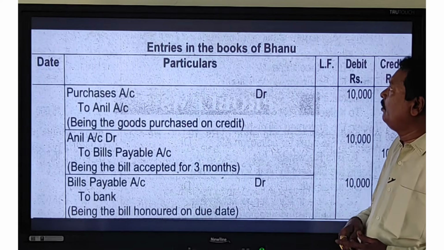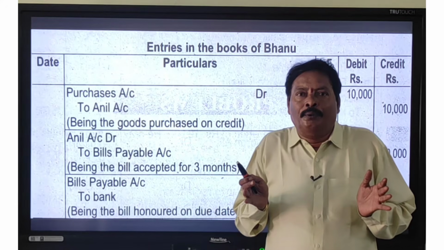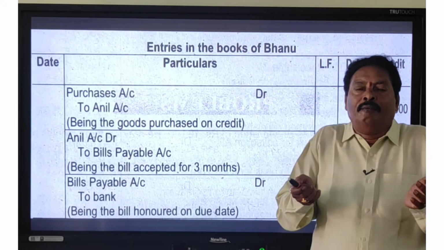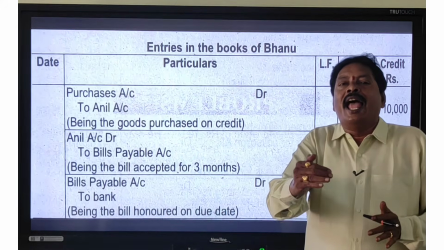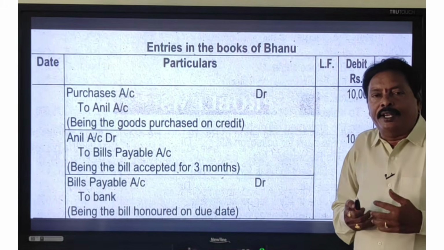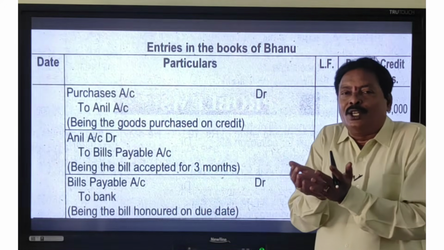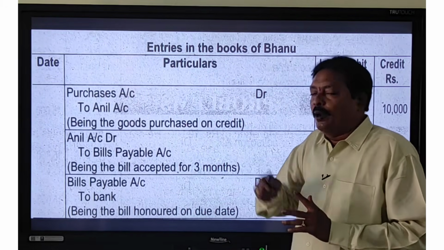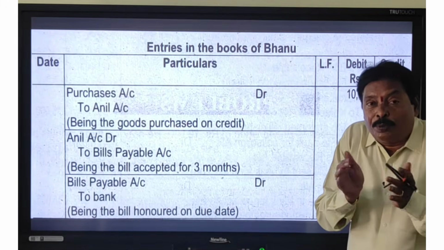Whereas in the case of Banu, now we are acting as Banu. We purchased goods from Anil. Whenever students write entries, at that time the student must feel as Banu. Now we are Banu. We have to write these entries in our books. First entry, purchased goods from Anil. We are Banu. We are purchasing goods from Anil.